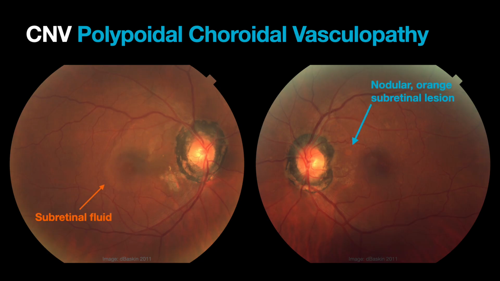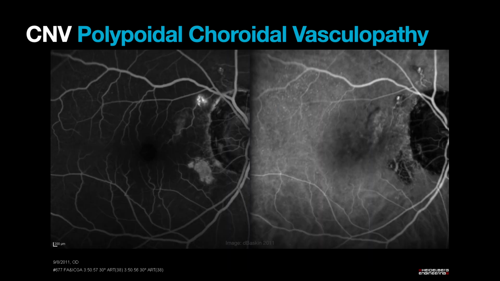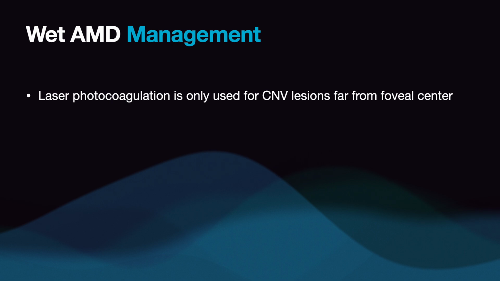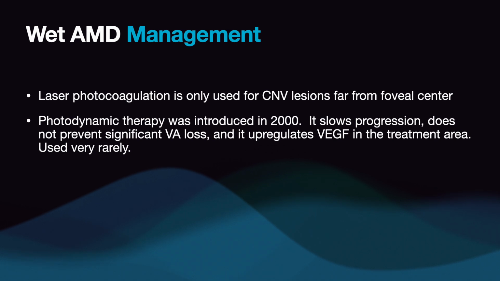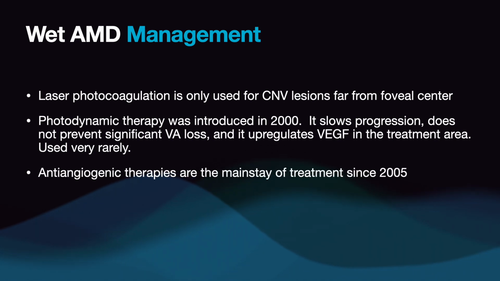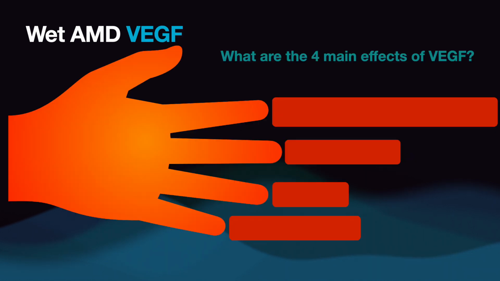Subretinal fluid, nodular orange lesion, a lot more easily seen on FA and ICGA. These are the polyps. Laser photocoagulation can be used for CNV lesions that are far away from the foveal center. PDT was introduced in 2000. Not used commonly for wet AMD. And then anti-angiogenic therapies are the mainstay.